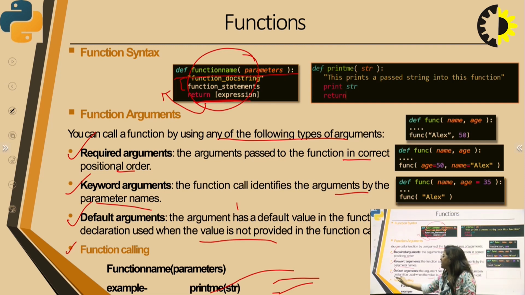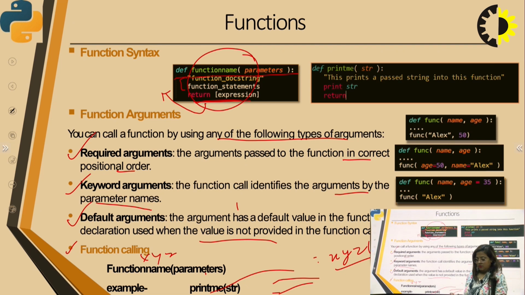Now fourth one is function calling, how to call a function. Here just apply the function name. If you want to call a function, use just its name. Let's say the name is xyz. You just use xyz, so you can call it by this process.